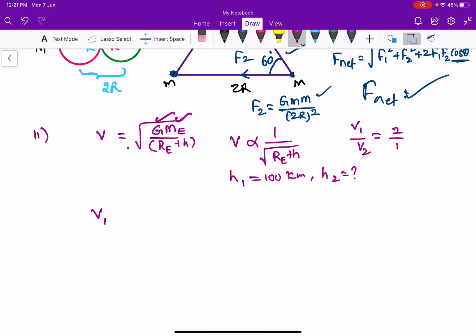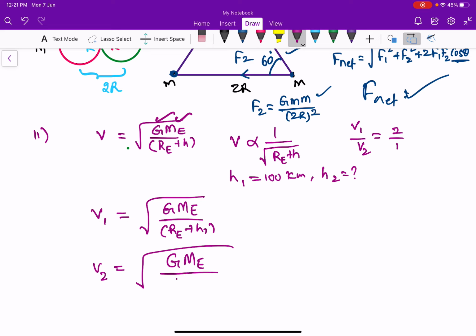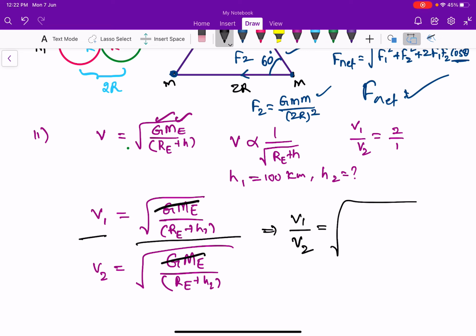I am writing v1 equal to root of G M e divided by R e plus h1. And the formula for the second one, v2 equal to root of G M e by R e plus h2. So I am dividing v1 by v2. The root G M e cancels, and we get v1 by v2 equal to root of R e plus h2 divided by R e plus h1.